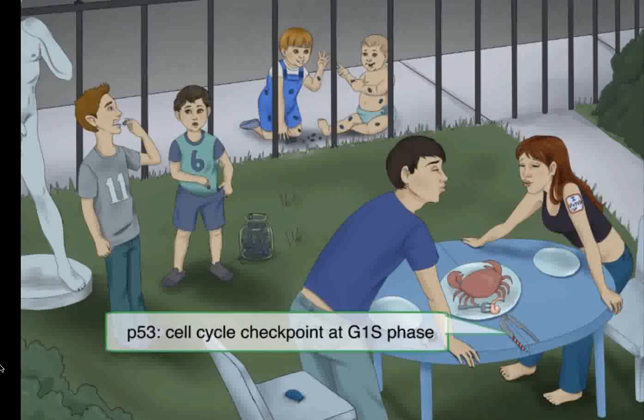If we imagine our table is the cell cycle, then the crab cracker is at the threshold of the next part of the cell cycle, which we'll color dark blue.